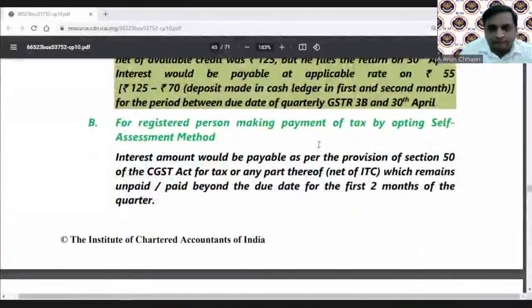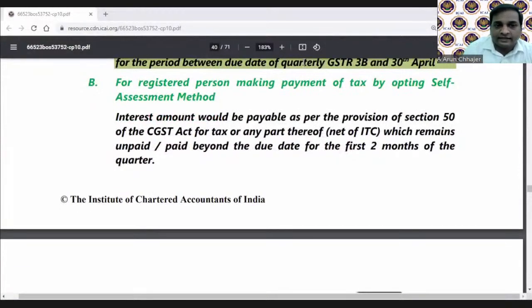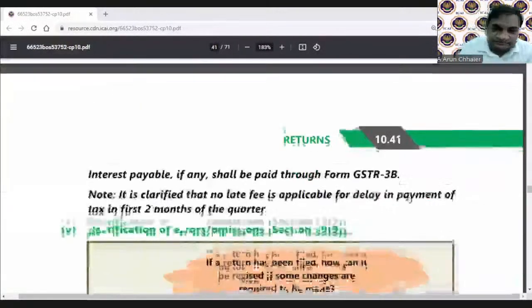For a registered person making the payment of tax by opting for the self-assessment method, interest would be payable as per the provision of section 50 on any part thereof, net of the ITC, which remains unpaid or is paid beyond the due date for the first 2 months of the quarter. Perfect. For month 1 and month 2, whatever tax is due after considering the input tax credit, the balance portion, if I am not paying or paying after the due date, I have to pay the interest as well.